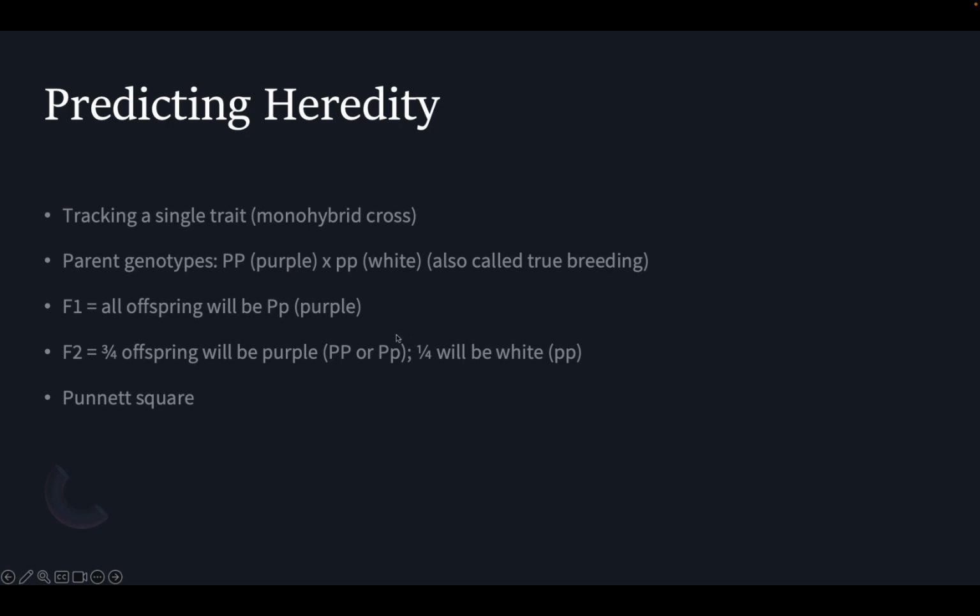So if you have two people who both carry that recessive trait for cystic fibrosis, they have children, there's a 3/4 chance for each offspring, right? There's a 3/4 chance that the offspring will be normal in terms of not having cystic fibrosis, because the offspring could be homozygous dominant or heterozygous. But there's a 25% chance that they will have a child with cystic fibrosis.